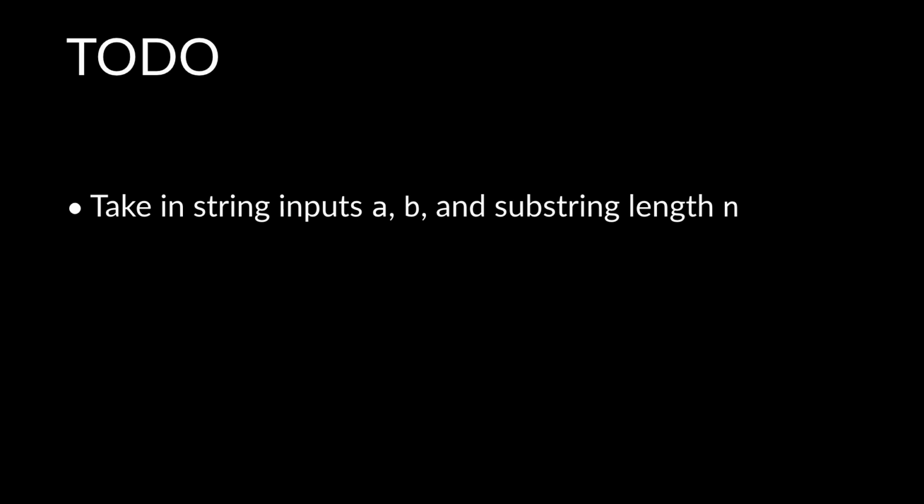The last function that you'll implement in helpers.py is substrings. And the role of this function is going to be to do this. You'll take in not just string inputs a and b as you have before, but also a variable n, which will be an integer representing the substring length that you want to compare. What do you do with that number n?